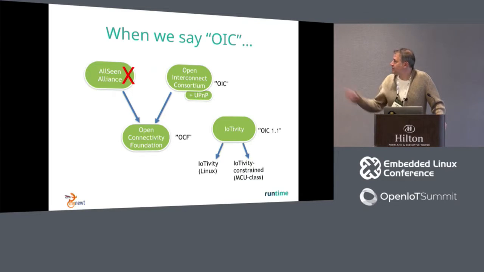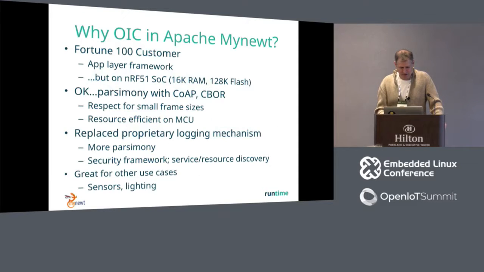Exactly, yeah. So right now, IoTivity Constrained is based on OIC 1.1, but the successor specification will use the appropriate acronym, provided they don't change the name of the organization again. We're really happy with it. So this is my last slide, and I'm going to hand it over to Marco.